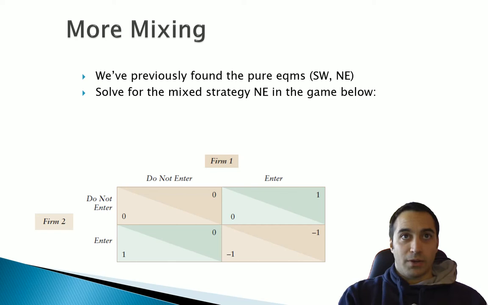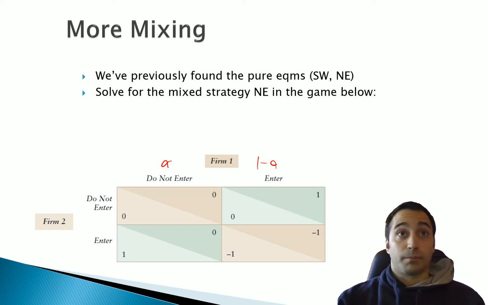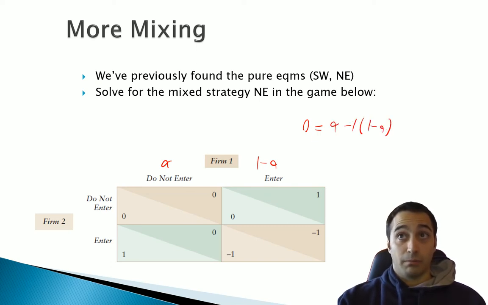All right, let me give it a rush job. Let's see how this goes. If firm 1 enters alpha of the time, and does not enter 1 minus alpha of the time, what are firm 2's utils? Well, it looks like they would get, if they do not enter, 0 plus 0, and that must be equal to alpha times 1 minus 1 times 1 minus alpha.